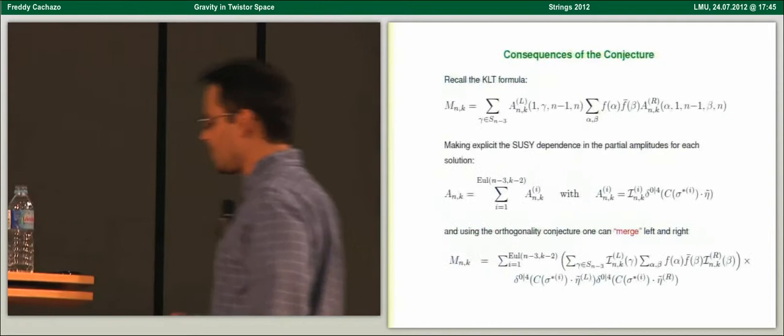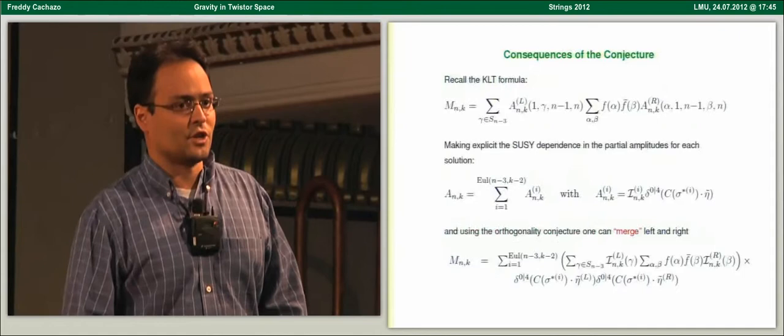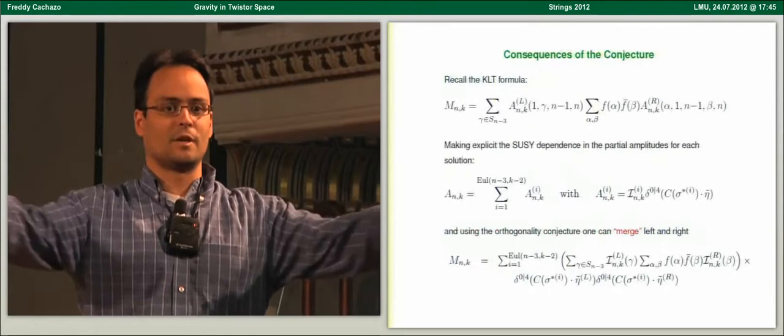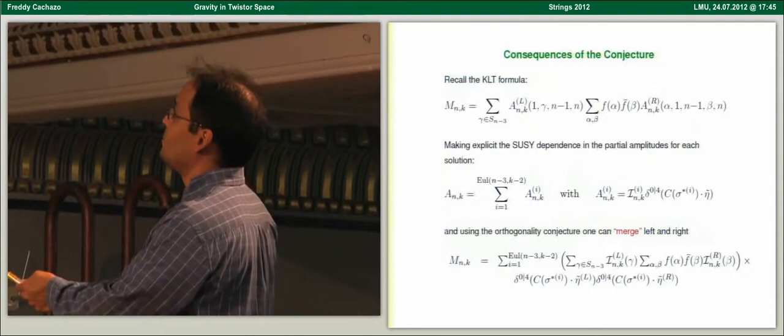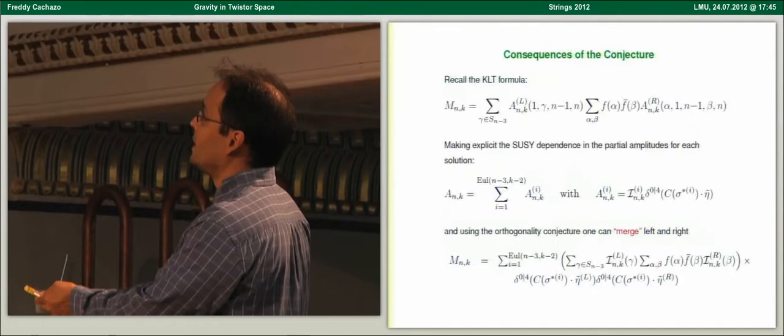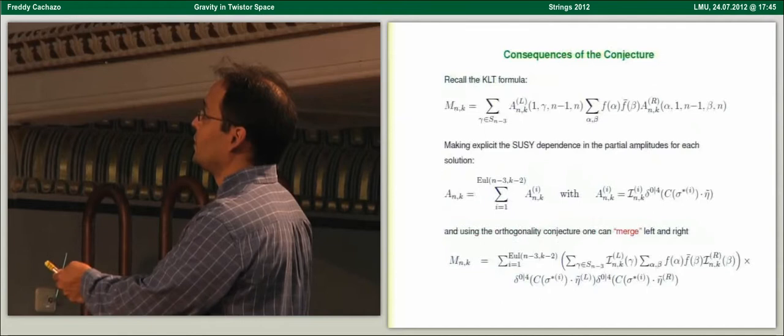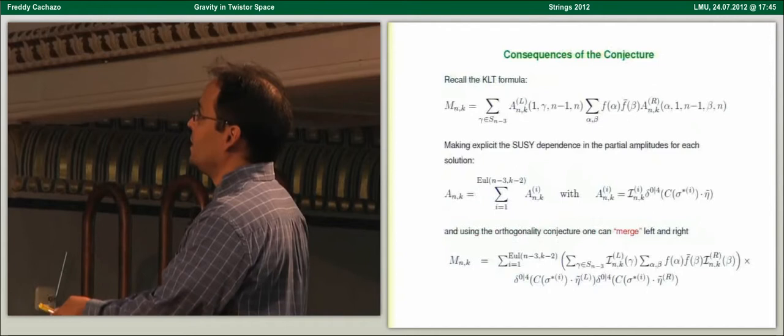What are the consequences of this orthogonality conjecture? Well, it's very trivial. The consequence is that all these mixed terms that I was telling you about will completely drop out. Only the diagonal terms when you do this product of two vectors will survive, or the product of the two amplitudes. I'll remind you what the KLT formula looks like, and here you're supposed to substitute the sum over all the solutions, and here the sum over all the solutions, but the orthogonality conjecture tells you that they all cancel out unless they have the same index. And therefore, this is the formula that you get.